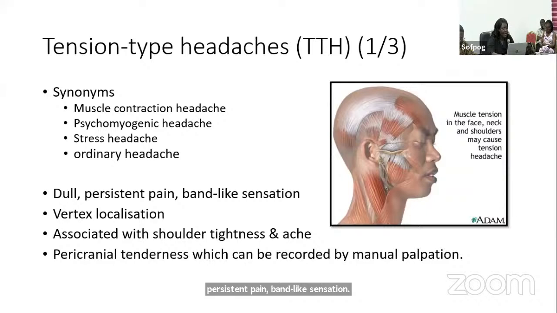that occurs on the head. It has a vertex localization and is associated with shoulder tightness. It usually involves the frontal muscle, the temporal muscles, the pterygoid, the sternocleidomastoid muscle, and then the trapezius. So it forms like a band around the person like this, along this group of muscles.